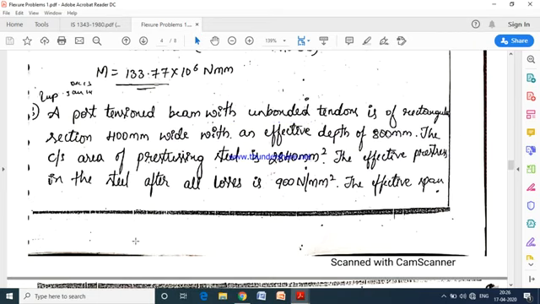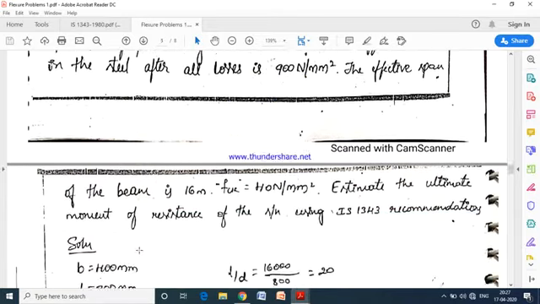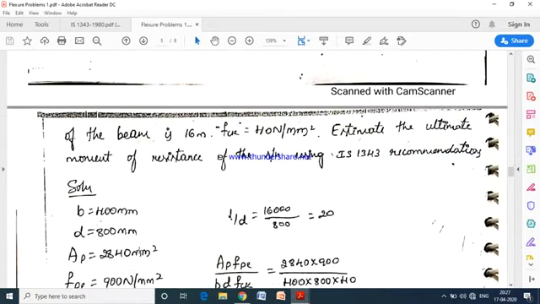Next problem: a post-tensioned beam with unbonded tendons is of rectangular section, 400 mm wide with an effective depth of 800 mm. The cross-section area of prestressing steel is 2840 mm². The effective prestress in the steel after all losses is 900 N/mm². The effective span of the beam is 16 meters, fck 40 N/mm². Estimate the ultimate moment resistance of the section using IS 1343 recommendations.